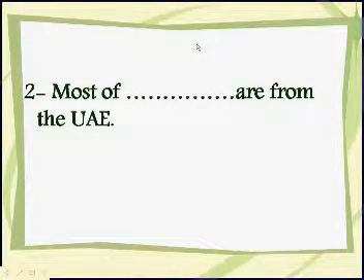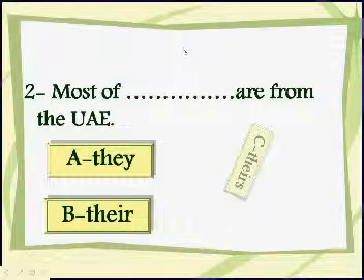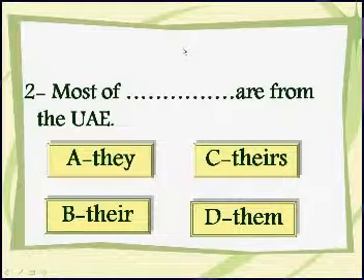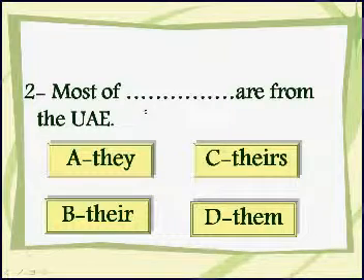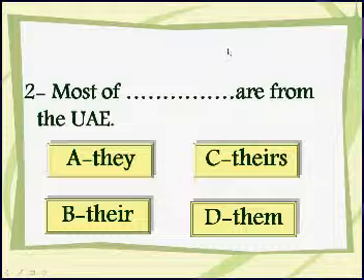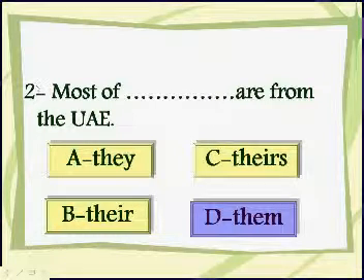Most of are from the UAE. Most of, they, their, theirs, them are from the UAE. Remember, we said of can be followed by a pronoun, and this pronoun is usually an object pronoun. So most of them are from the UAE. The majority of them, the great number of them, are from the UAE.